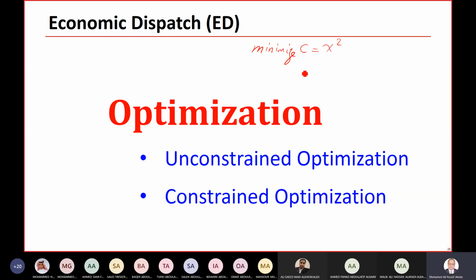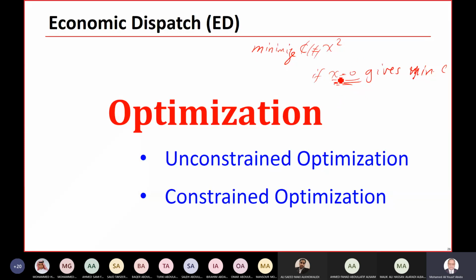Can you minimize this function? Can you minimize x squared? Yeah, definitely. x squared is a minimum if x equals 0. So this is a solution which gives the minimum cost. If x equals 0, then the cost function will be 0. Otherwise, if x takes any other value, then the cost will be higher than 0. So this is simply the solution.